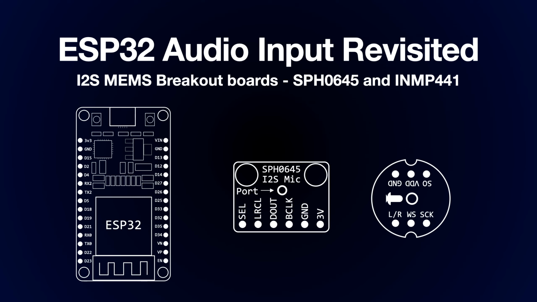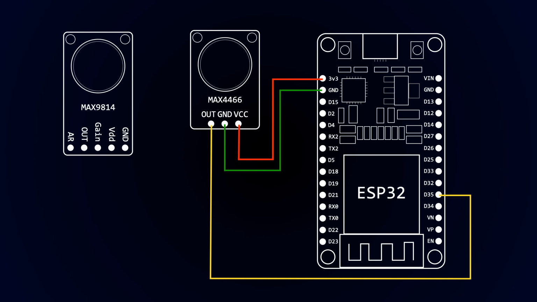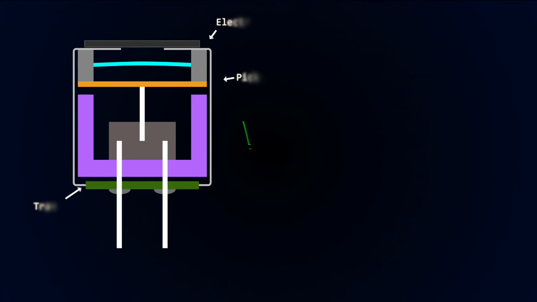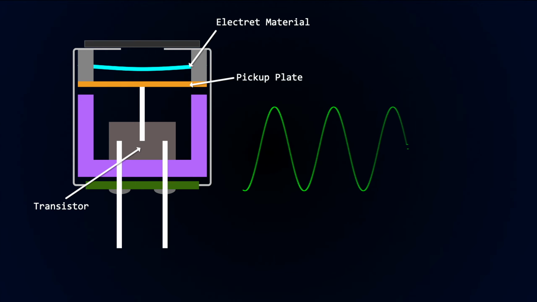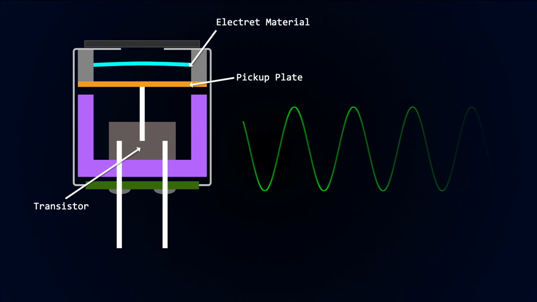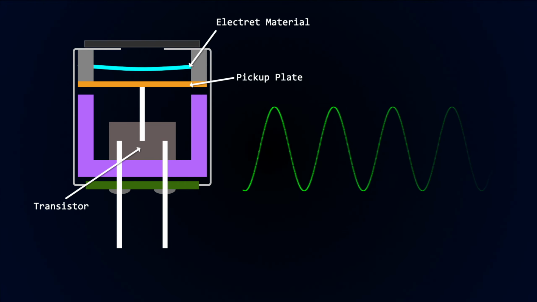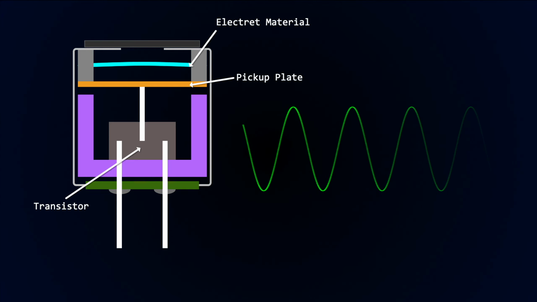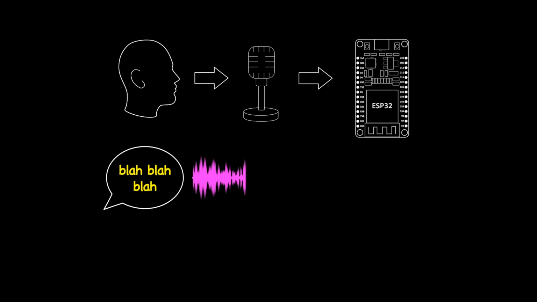Hey everyone, we're back looking at some more options for getting audio data into the ESP32. In the previous video, we looked at a couple of microphone boards, the MAX4466 and the MAX9814. Both these boards use electric condenser microphones. These are essentially a parallel plate capacitor with the distance between the capacitor plates varying depending on the sound waves hitting the diaphragm. Both the MAX4466 and the MAX9814 integrate both the microphone and audio amplifier.